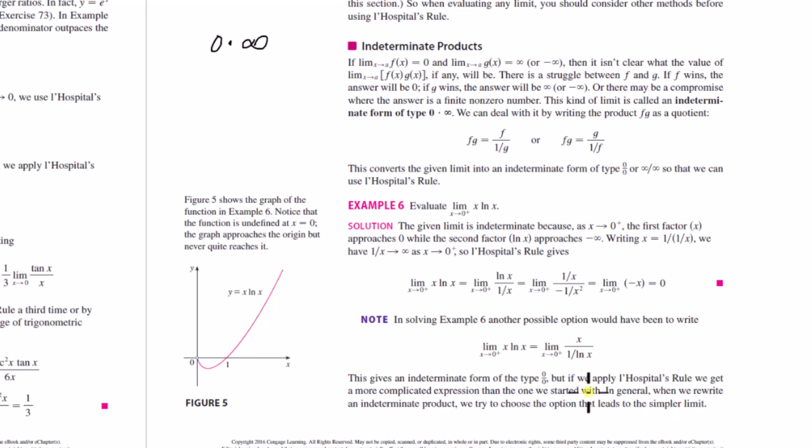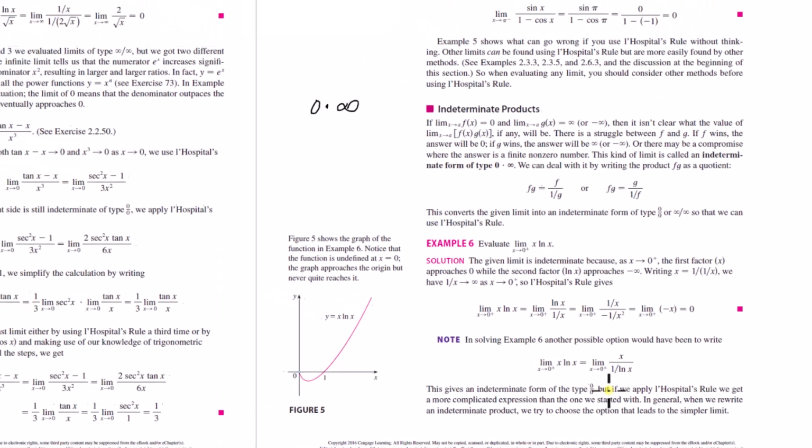Okay? So if that's not obvious, then you just might have to try both ways. You might bring one of the products into the denominator. It makes it more complicated. Then just try the other way.